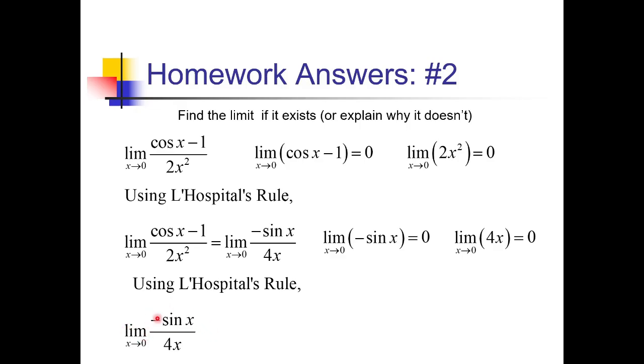So derivative of negative sine of x, that's going to be negative cosine of x. Derivative of 4x is 4. And now if I plug 0 into this, I'm not going to get 0 over 0. Cosine of 0 again is 1, but we have a negative, so that's negative 1 and a 4, so negative 1/4.